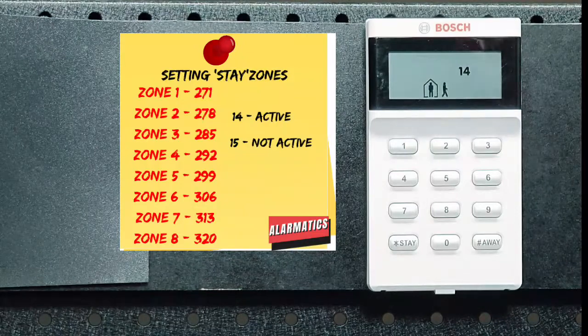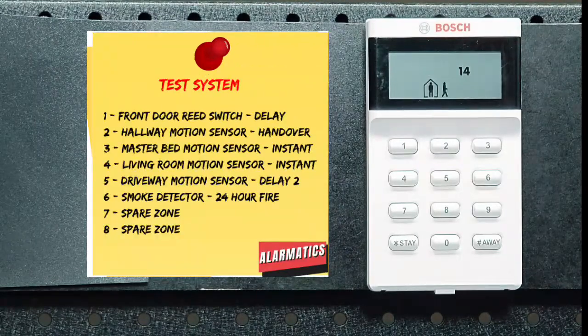So you can see there that it's a 14. So if there's a 14 there, it means that zone 1 in this case will be armed in stay mode. So if we walked into that zone and the system was in stay mode, we'd get an alarm from the system. If we thought, well, we don't want that zone to be armed in stay mode, we just put a 15 in there. But for this sample system, zone 1 is my front door read switch, so I want that to be armed at night time. So if someone opens the front door while I'm sleeping, I'll get an alarm from the system.